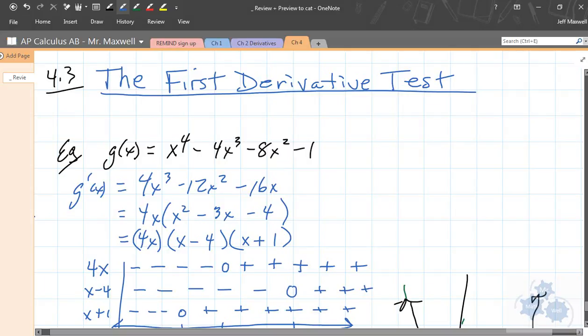Okay, so 4.3 in your Calculus 30 textbook here on page 178. We're going to talk about the first derivative test today. First derivative test. Now, what is it testing?